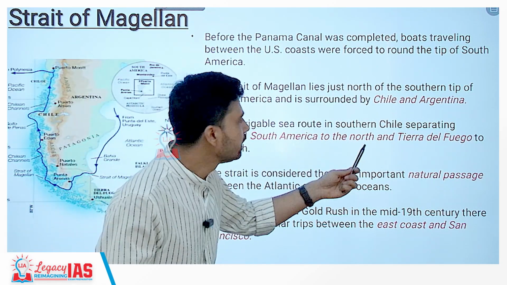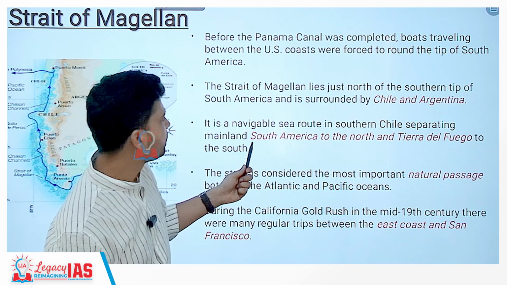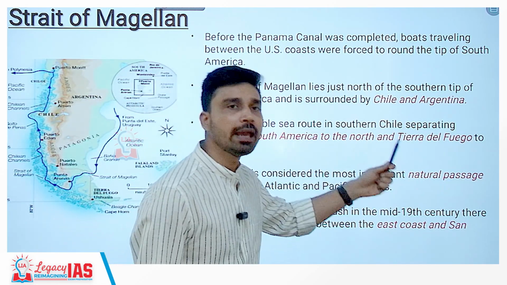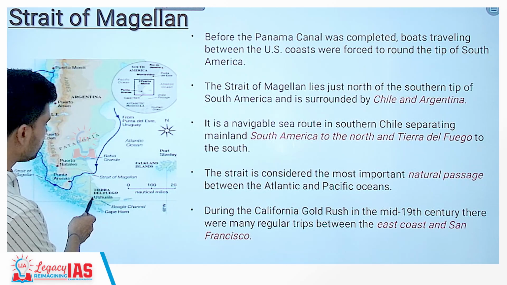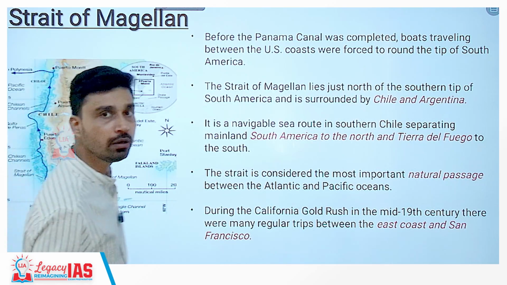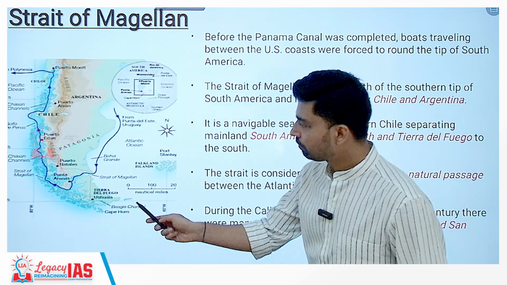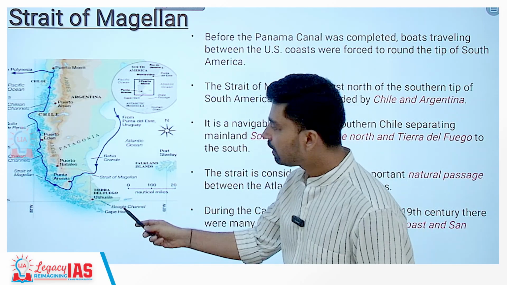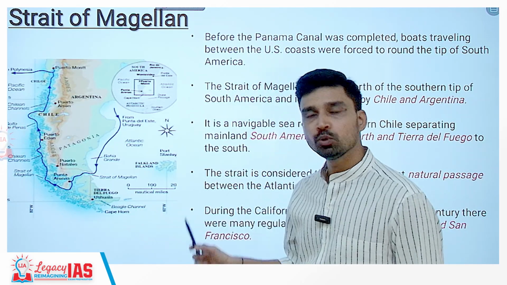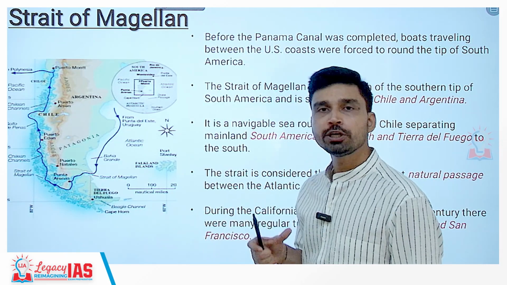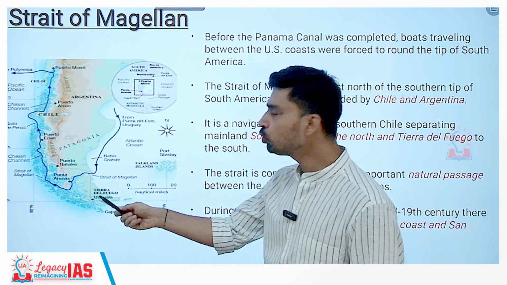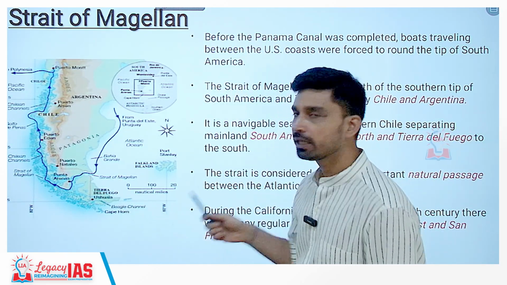So, similarly, the Magellan Strait separates mainland South America to the north and Tierra del Fuego, that is situated to the south. This is the Tierra del Fuego region, as you can see from here, and this is a very important place. The capital of Tierra del Fuego is Ushuaia, and Ushuaia is the place from where, generally, if you want to go on an expedition to Antarctica, most of the cruise ships are departing.